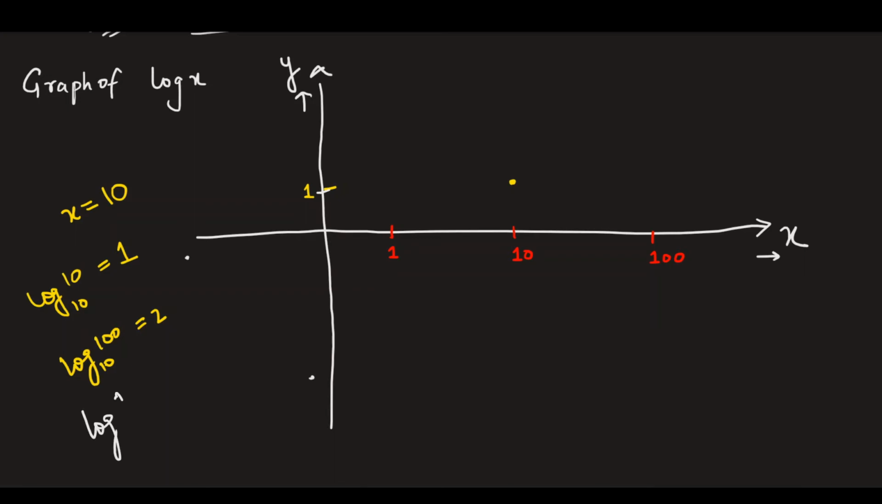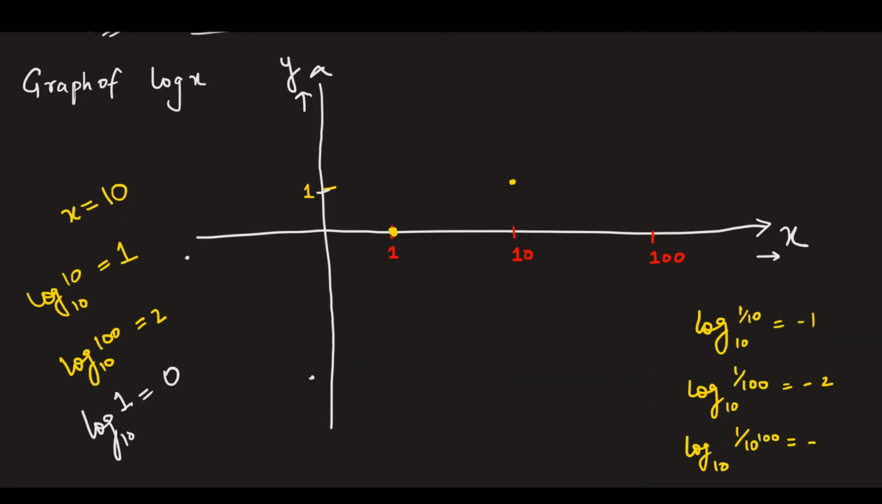Consider log of 1 to the base 10. It is 0, because 10 to the power 0 is 1. So we got this point. Now just take log of 1 by 10 to the base 10. We got minus 1. Take 1 upon 100 to the base 10. We got minus 2. Then suppose we take 1 upon 10 to the power 100 and the base is 10, we got minus 100.